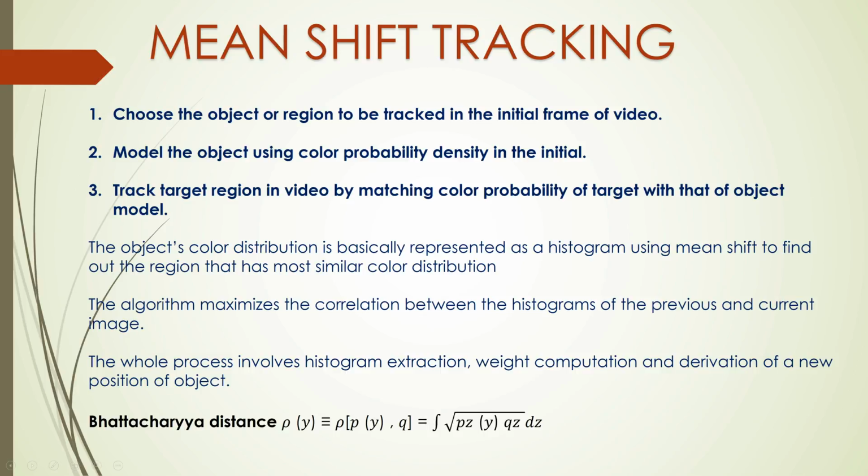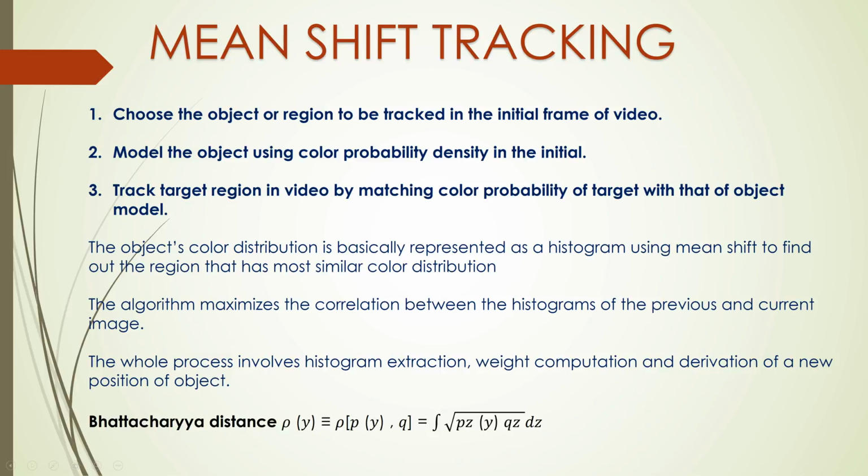So the whole process involves the algorithm maximizing the correlation between the histograms of the previous and the current image. The whole process involves histogram extraction, weight computation, and derivation of a new position of an object. The correlation between the object in the previous and the current frame is given by the Bhattacharya distance.